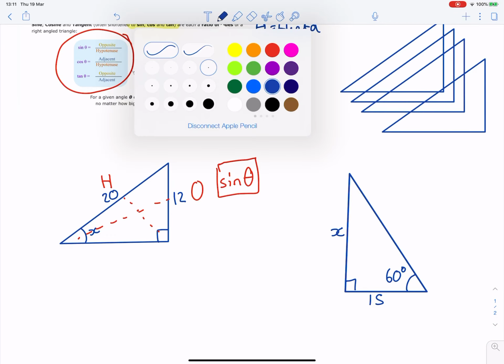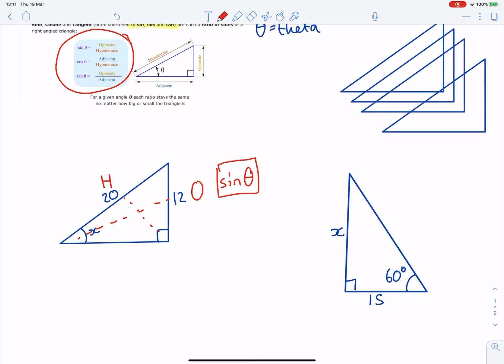What you've then got to do is label the sides that have got some information on. So this time you've got the side opposite the angle, and that's just the angle given, okay? Sometimes it will be given as a number, sometimes it will be given as x. You've got that side there. That's the opposite. You've also got the side that's next to the angle.